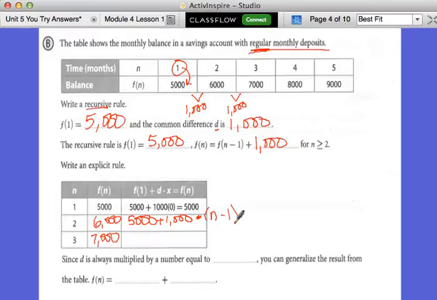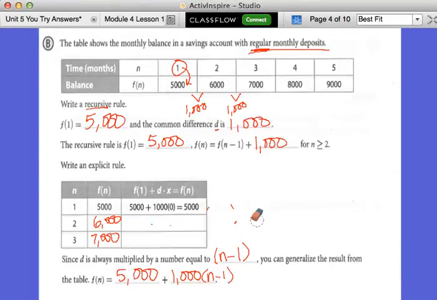All right, so since d is always multiplied by a number equal to n minus 1, you can generalize the result from the table and say that 5,000 plus 1,000 times n minus 1 is your function. So let me go back to the table here and give you a better example as to why this piece of it works.